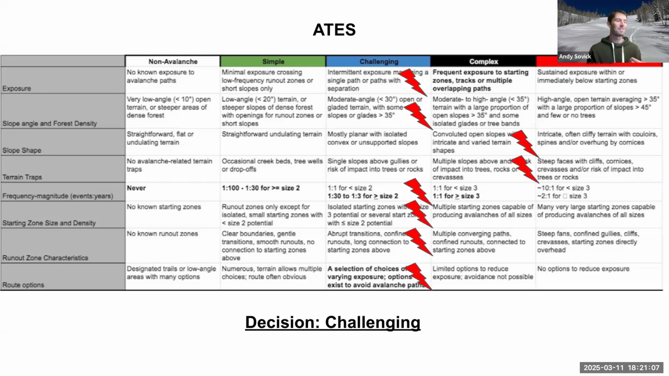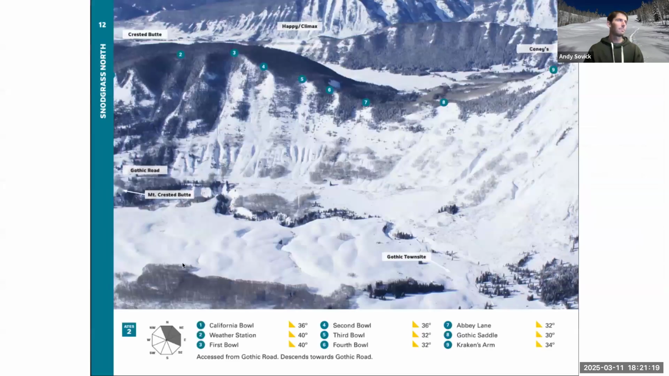After all of that decision making is done, we decide, yes, it is challenging. And next slide. There it is. And in this case, Snodgrass Mountain got rated as a challenging slope, the north face of Snodgrass.